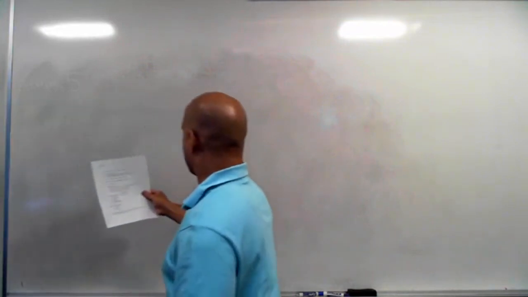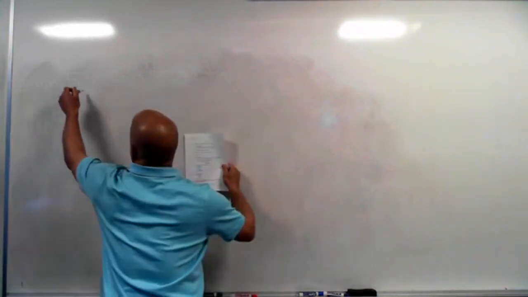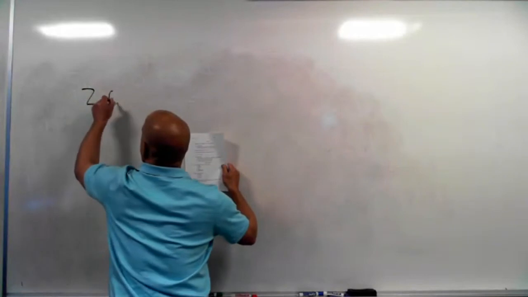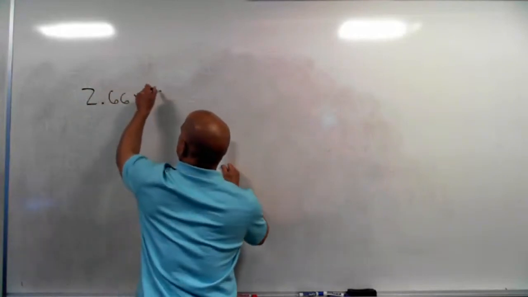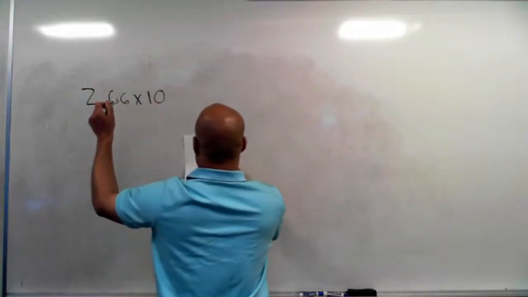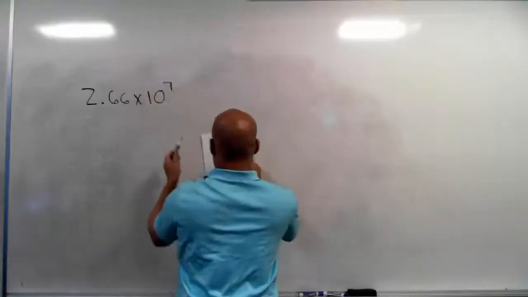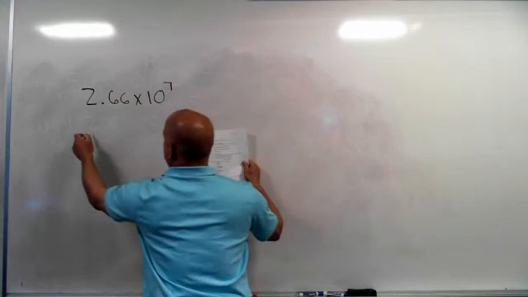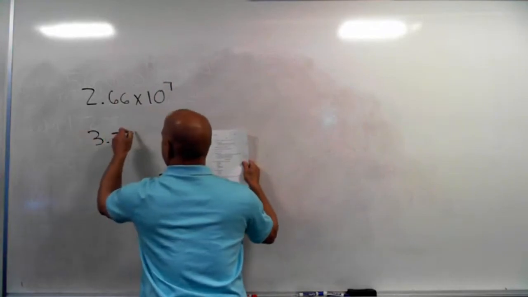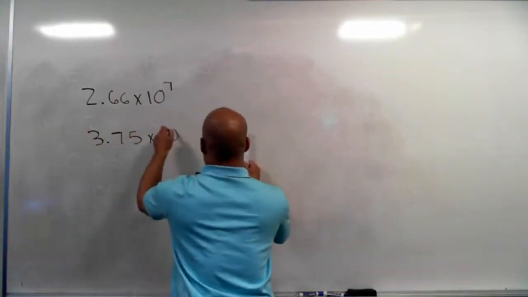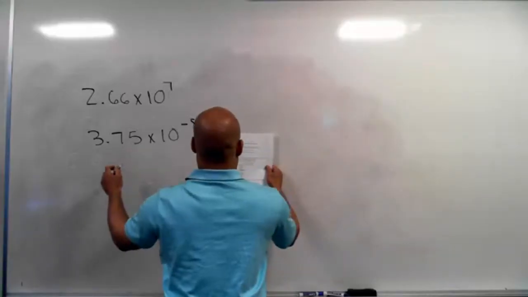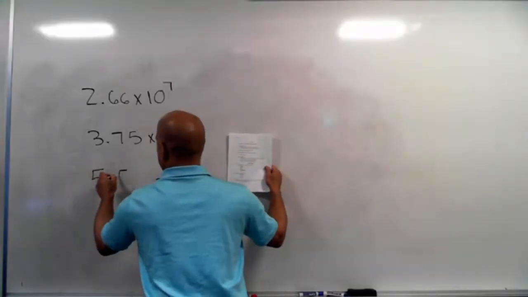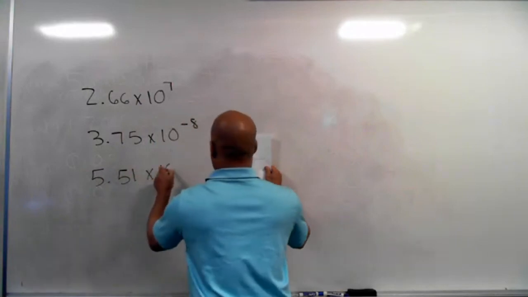I don't have my glasses, but I think that's 2.66 times 10 to the 7. And 7 is so tiny. Then 3.75 times 10 to the -8. Thank you, -8. And 5 times 10 to the -2. Yeah, -2.